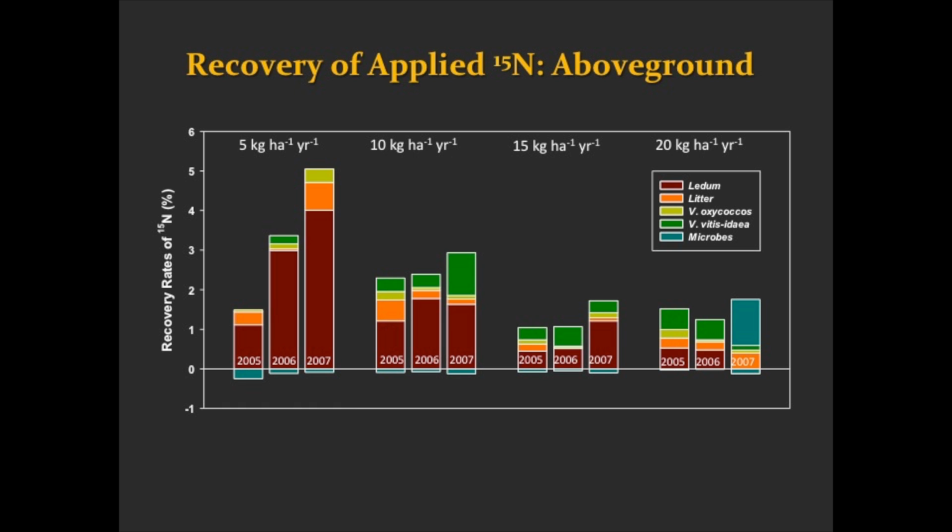So let's take a closer look at the above ground. We now divided them into different groups. I want you to focus on the red, ledum, and lingonberry, the two deep-rooted species. As you can see, when you have less nitrogen available, the majority ends up in ledum. But when you apply more nitrogen, most of it ends up in lingonberry. So there's something about the competitive advantages of the two species. Once again, it's not something we expected, but it's a really cool finding.